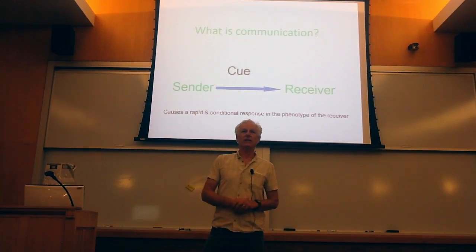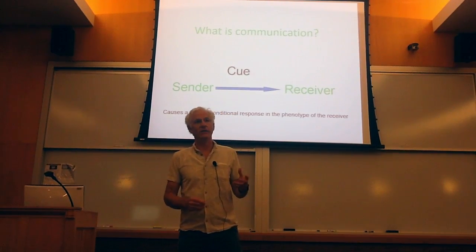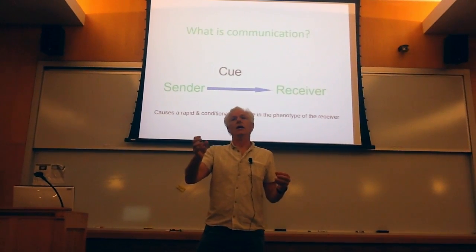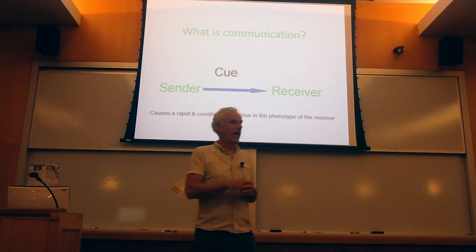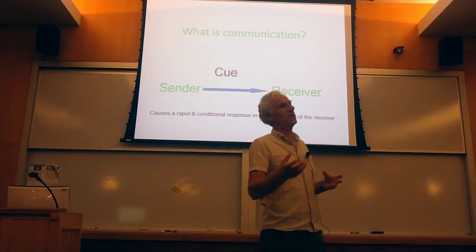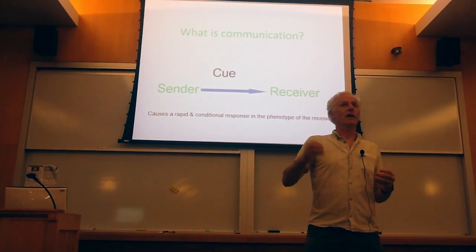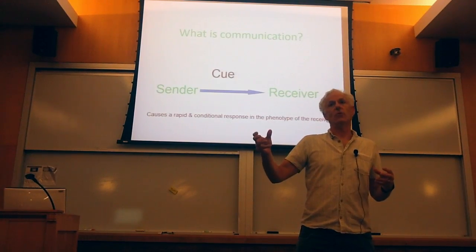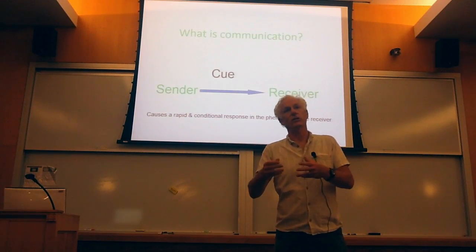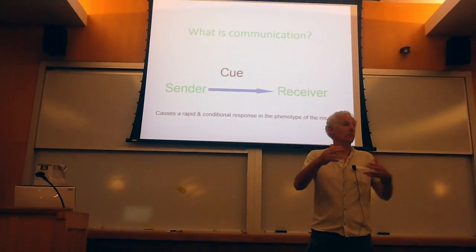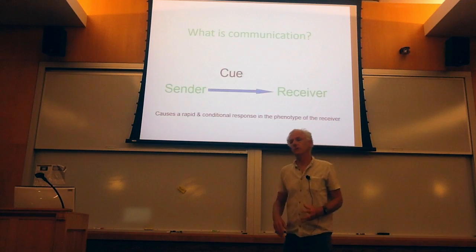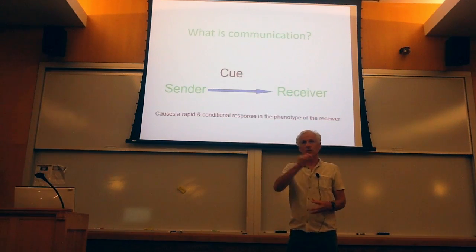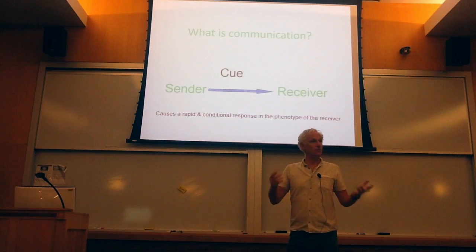And that is that communication has occurred when one individual, one plant, emits a cue. And in my case, I'll be talking today about volatile cues. And that cue is perceived by another individual. And as a result, the receiver changes in some way. And these changes are conditional and they are short-term. They're reversible. Okay, so this is what I mean by communication. This transfer of an information-rich cue.